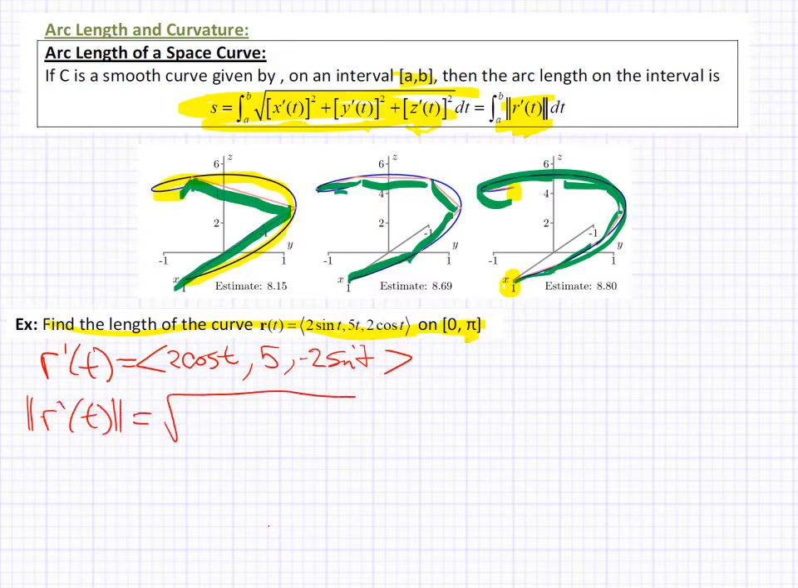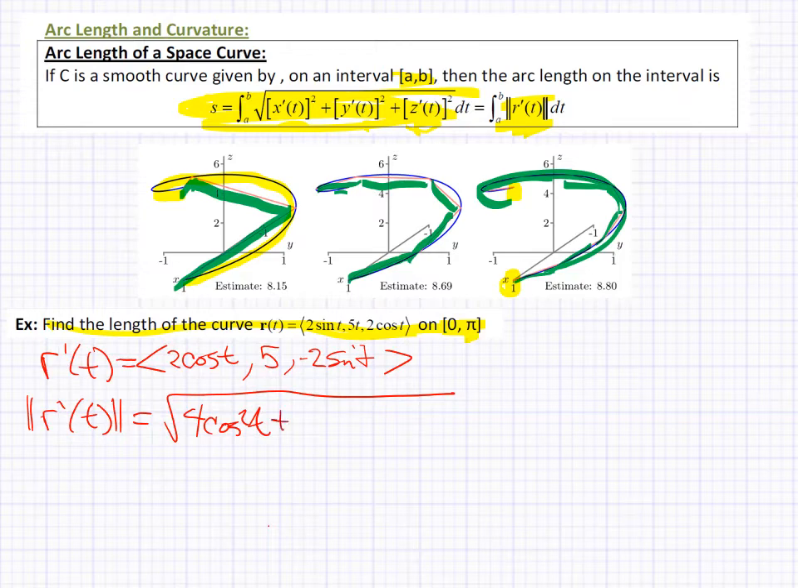So that would be, again, fairly easy to do. So 4 cosine squared t, 25. Oh, let's erase that. Okay, for some reason it's not letting me erase.